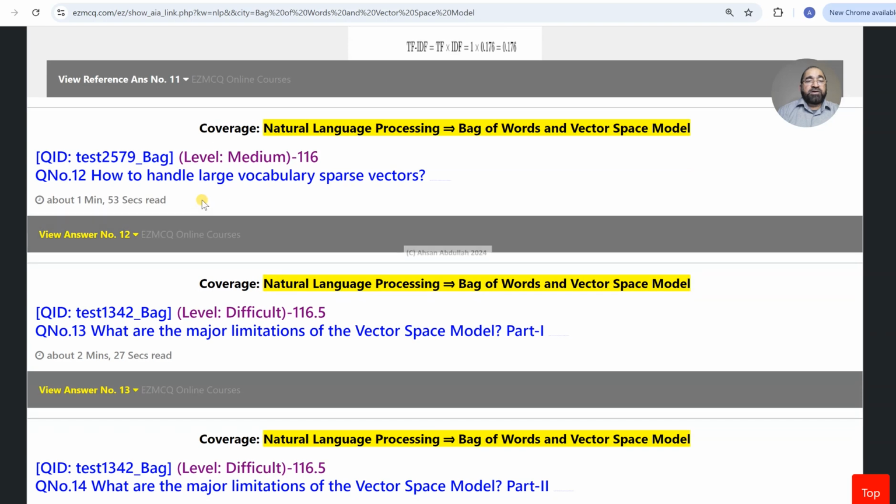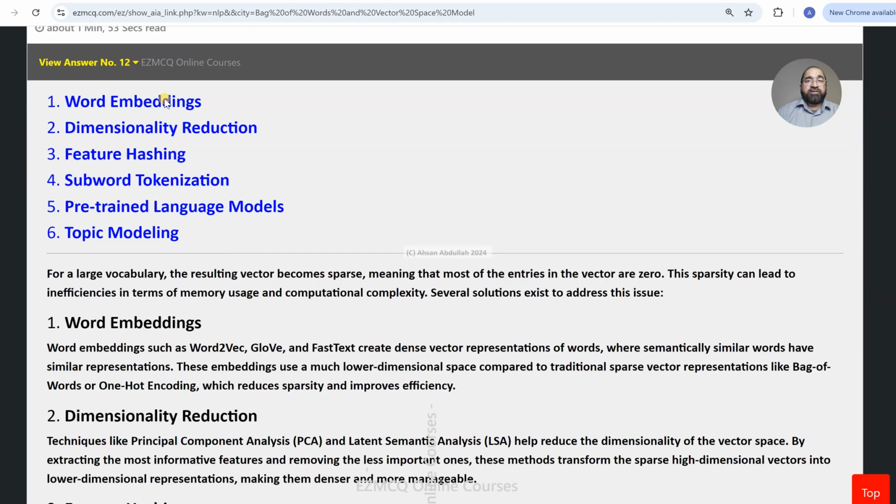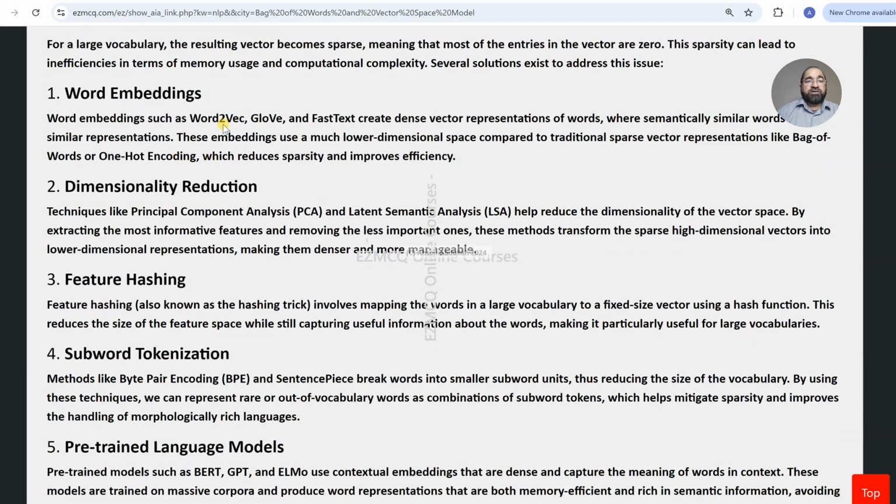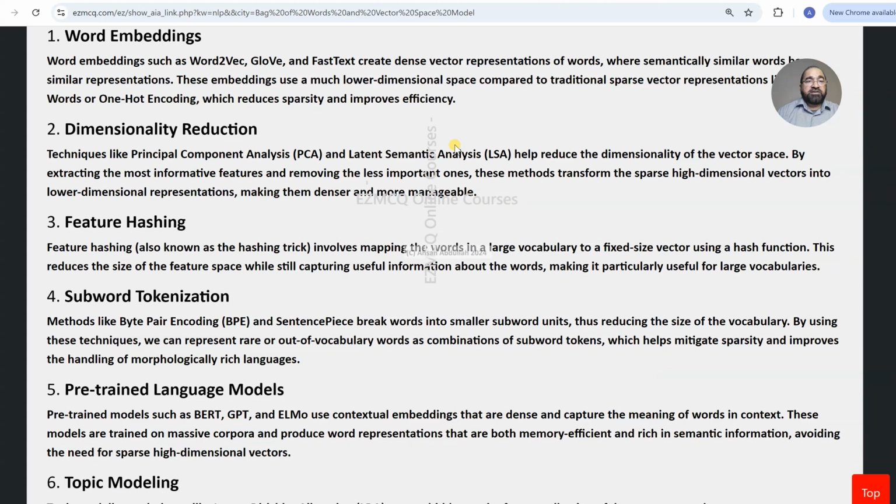And how to handle large vocabulary sparse vectors using this approach? We do word embedding. What happens in word embeddings is that instead of having a single feature associated, we can have multiple features. So Word2Vec embeddings are in a much lower dimensional space, but of course it requires human intervention, and since these words are combined, it reduces the dimensions.